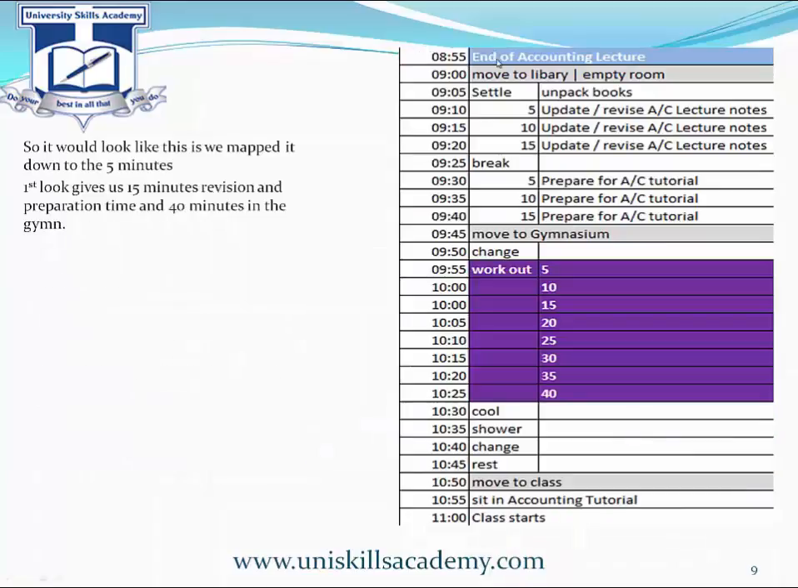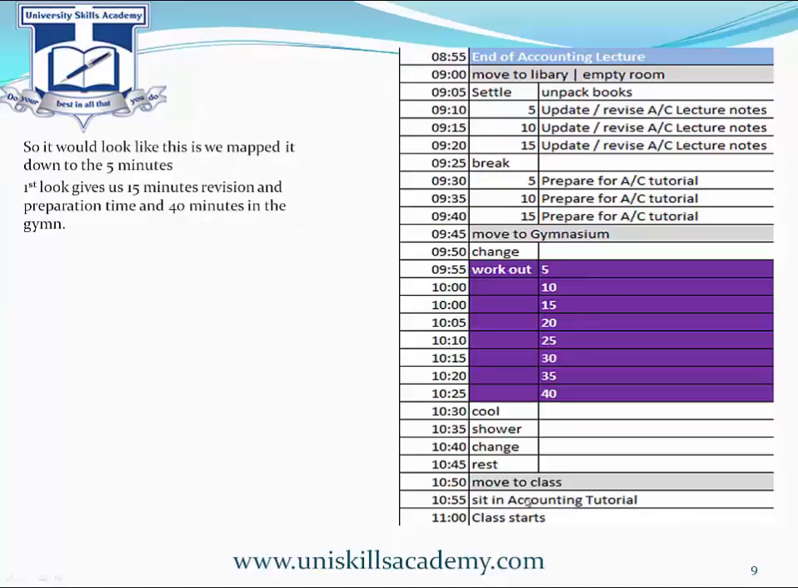What does that actually look like? End of class at 5 to the hour, 5 minutes to move to that empty room with no one else in it or a library, 5 minutes to unpack your books and settle in, 15 minutes of revision, 5-minute break, 15 minutes of preparation, move to the gym, 5 minutes to change, 40-minute workout, 5 minutes to cool, 5 minutes to shower, 5 minutes to change, 5 minutes to rest, 5 minutes to move to class.